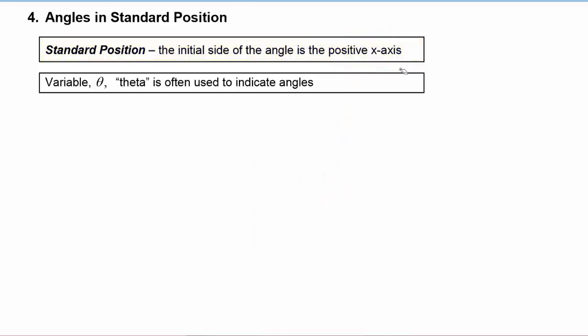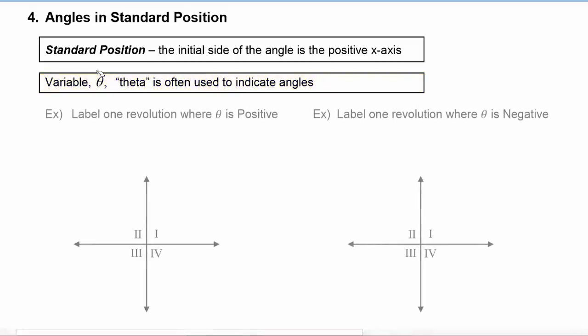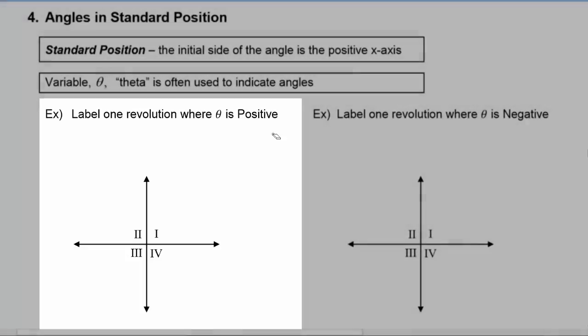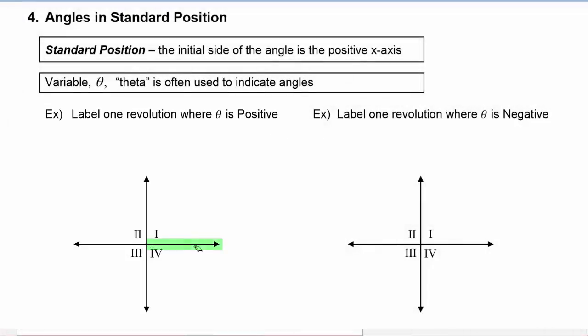Now in your algebra class, you often use x's and y's as your variable. It's really common in trigonometry to use theta as the variable to represent angles. Now looking at this first example, we want to label one revolution where theta is positive. So remember, in standard position, that means this positive x-axis will be the initial side of the angle. So that will be 0 degrees.